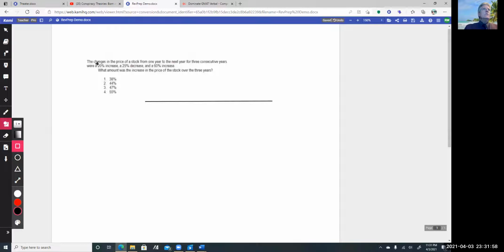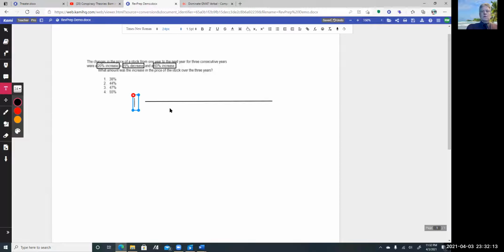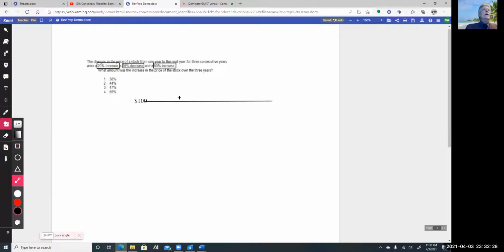So we have a 20% increase, a 25% decrease, and a 60% increase. So let's just start with $100 on the first year. So let's just put in $100, and maybe we want to make that a little bit smaller. So we're going to start at $100, and then we're going to go back to drawing a line here. So we're going to start at $100, and it says we're going to go up by 20%.